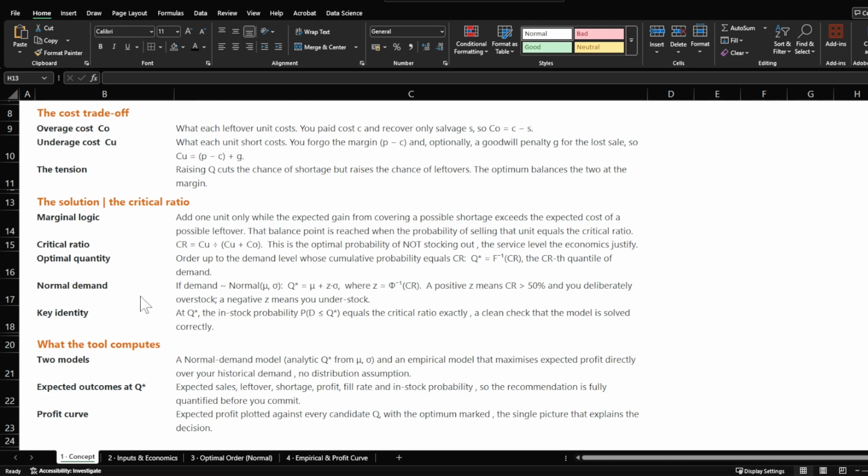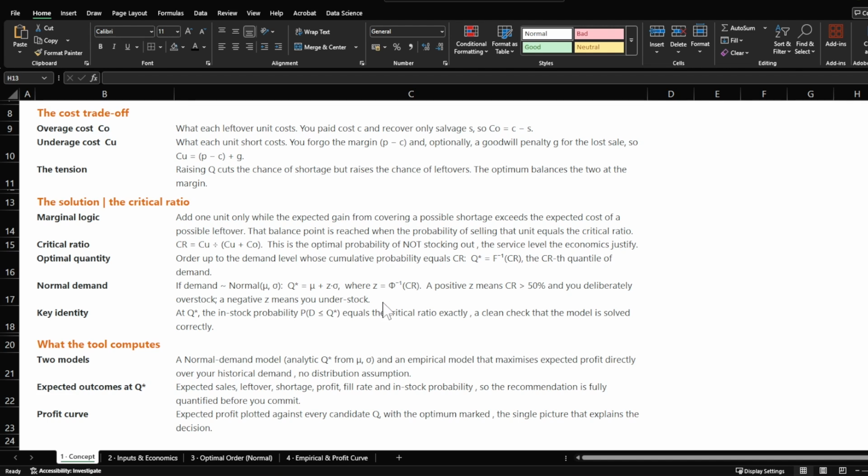If your demand follows a normal distribution bell curve, you might have some mean demand and some standard deviation. Your optimal quantity, or Q asterisk, is equal to your mean plus Z score multiplied by standard deviation. Here we can calculate your Z score with the inverse demand function by taking the critical ratio on it. So with the help of the critical ratio, we calculate the Z score, and that Z score will be used to calculate your demand. Here you need to see that if your critical ratio is greater than 50%, it will make your Z positive. It means you deliberately want to overstock, as overstocking makes more sense. And if your Z is negative, it means you want to understock.